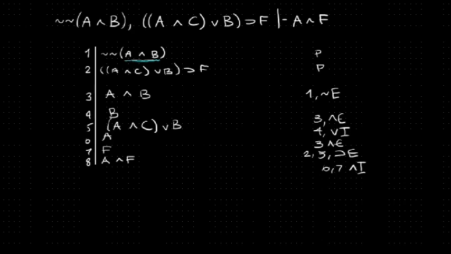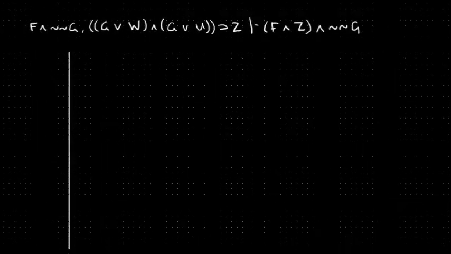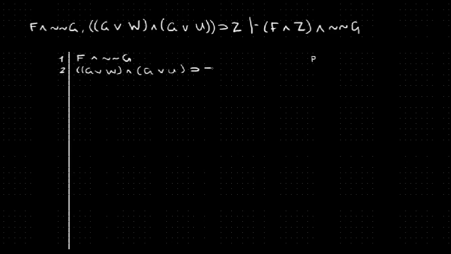Let's have a look at the second one. So again, my first step is going to be to write in my premises. I've got 2 here as before. On line 1 I can write f and not g, and I'll mark that as a premise. On line 2 I can write g or w and g or u, then z, again that's a premise, and then right down at the bottom, as I did before, I'm going to write my conclusion in.